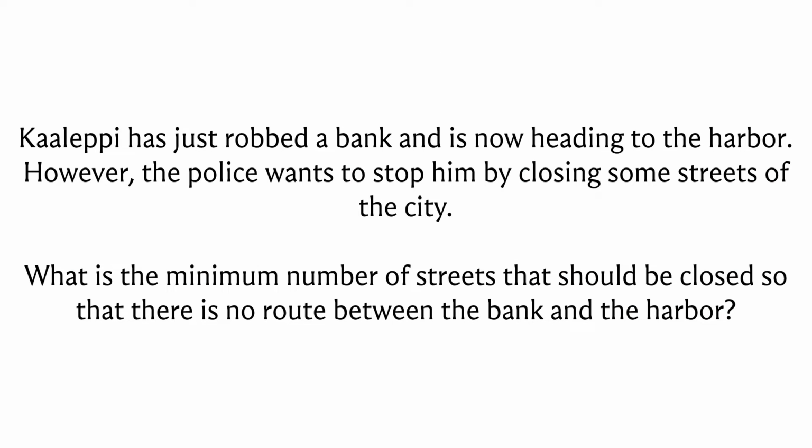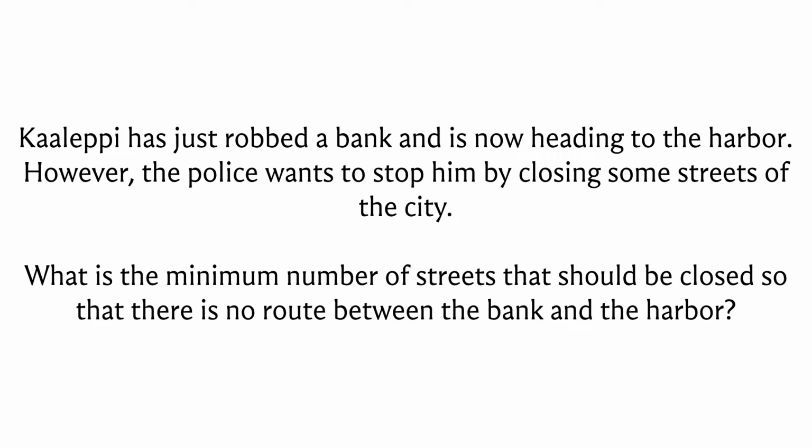So here is the problem statement. Kaleppi, I hope I'm pronouncing that right, has just robbed a bank and is now heading to the harbor. However, the police want to stop him by closing some of the streets of the city. What's the minimum number of streets that should be closed so that there is no route between the bank and the harbor? So I'm going to assume that our friend has just finished robbing the bank and is at the source vertex, which corresponds to the bank here. And the police want to shut off some of the roads so that no matter what our friend does, he's not going to be able to reach the harbor.